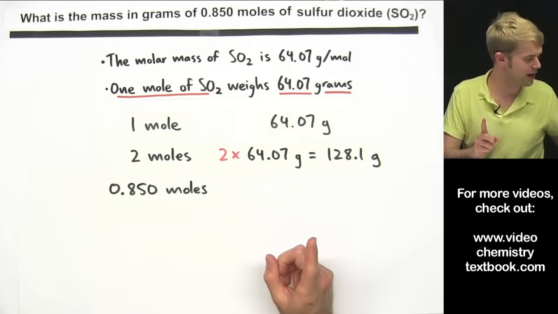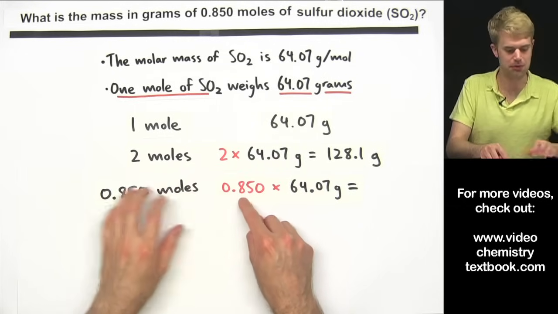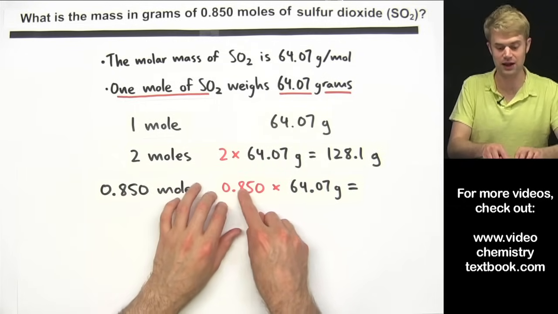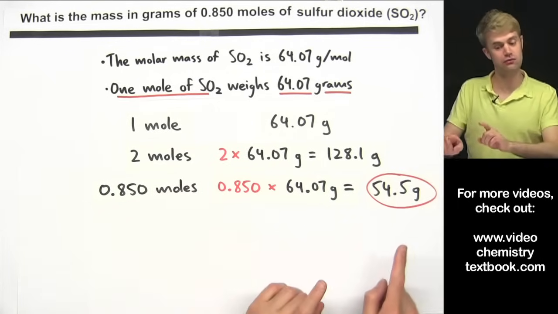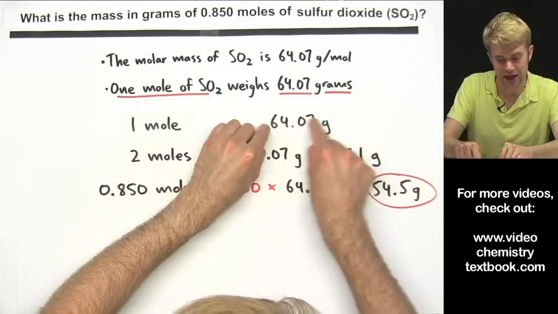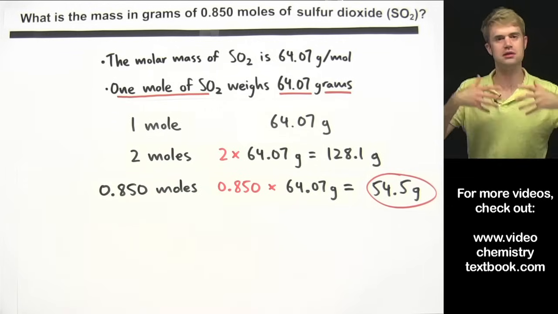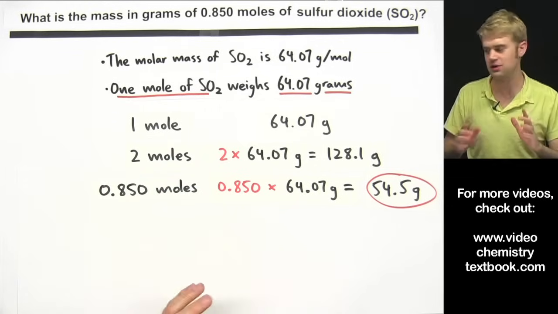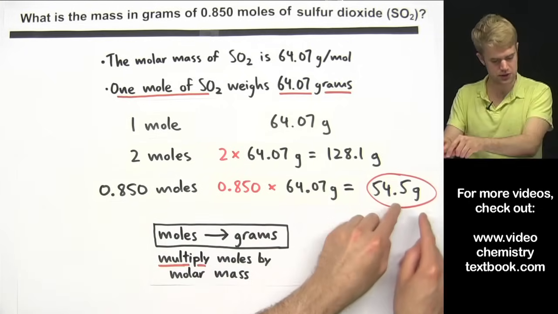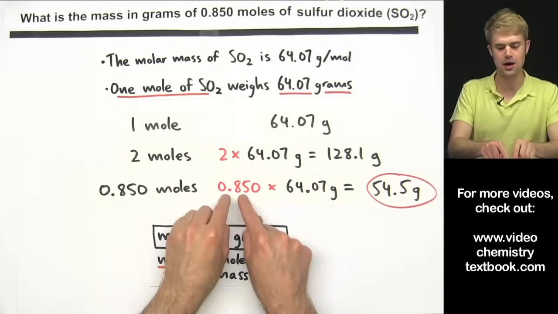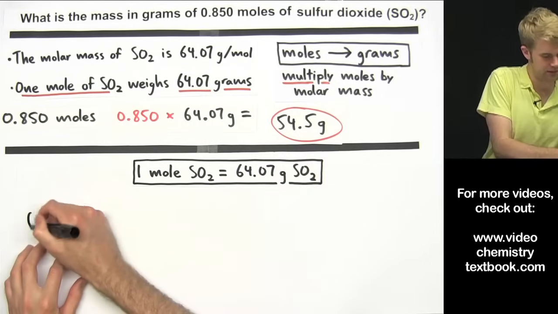But the math I'm gonna be doing is exactly the same. I know how much one mole weighs, so I'm gonna take this amount and multiply it by the number of moles that I have, which is 0.850. Do this math and I get 54.5 grams, which as we predicted, is less than the amount that one mole weighs. Even though this number is less than one mole, the math that we're doing is exactly the same. We're going from moles to grams, so we multiply moles by the molar mass, and this is what I get.